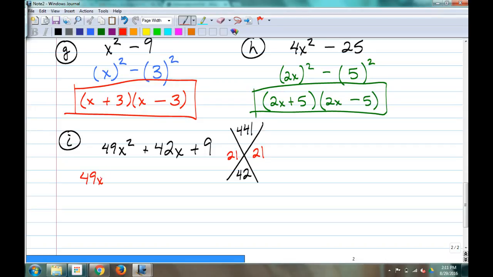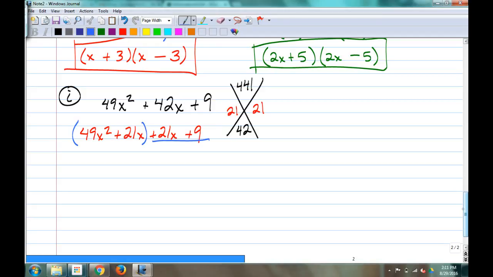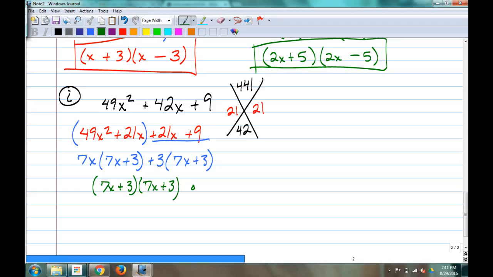We have 49x squared plus 21x plus 21x plus 9. Group. Oh, this is easy now. All right, so 49 and 21 have 7x in common, leaving 7x plus 3. 21 and 9 have positive 3 in common, leaving 7x plus 3. Our factors then, 7x plus 3, another 7x plus 3.